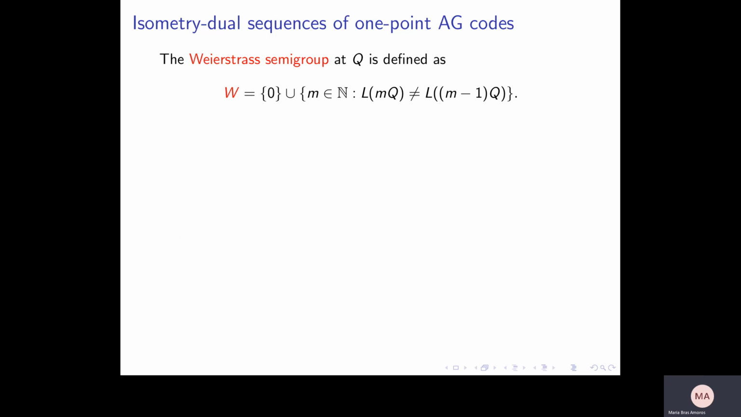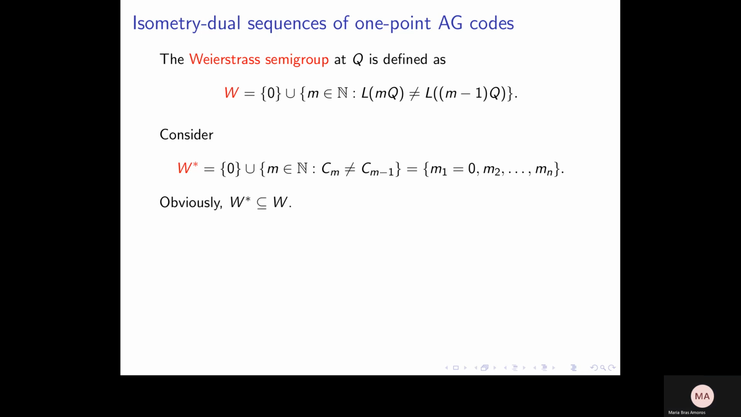Once we have the Weierstrass semigroup at Q defined, and taking our codes into account, we define W star as the set of indices m such that C sub m is different than C sub m minus 1, and we add the 0 to this set. This set is finite, and we call its elements m1, which is 0, to m sub n. Obviously, W star is a subset of W.